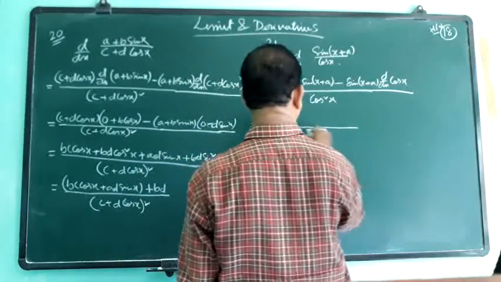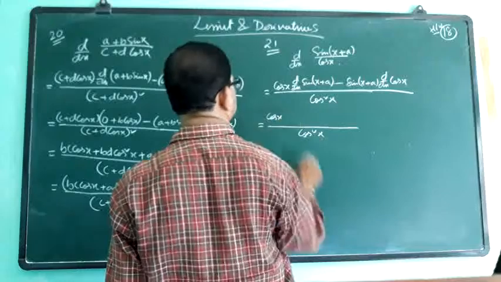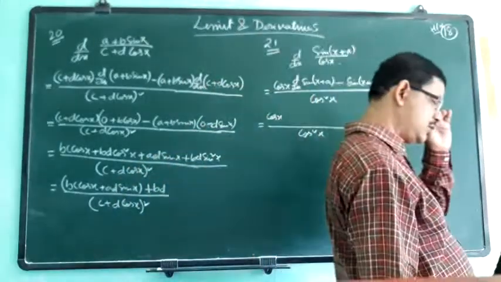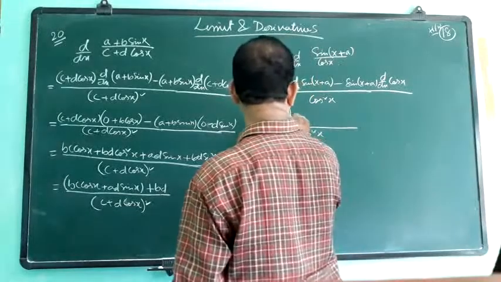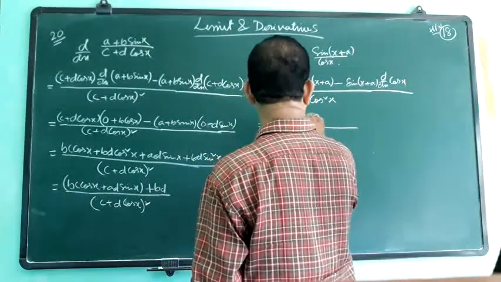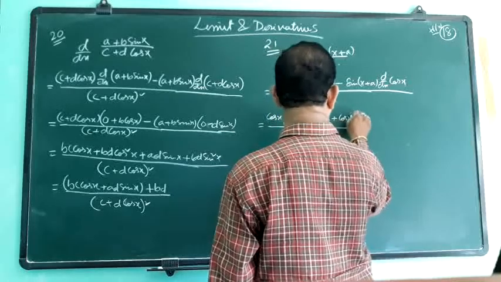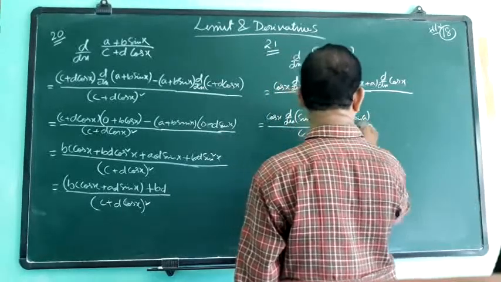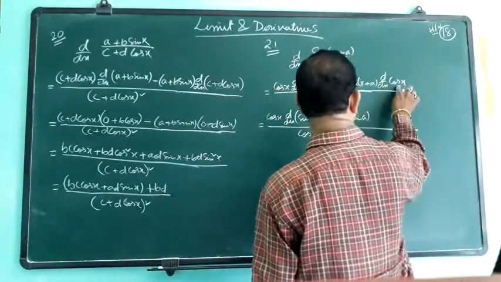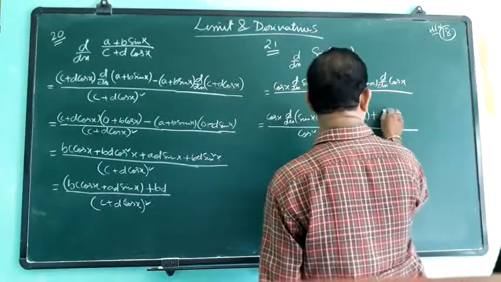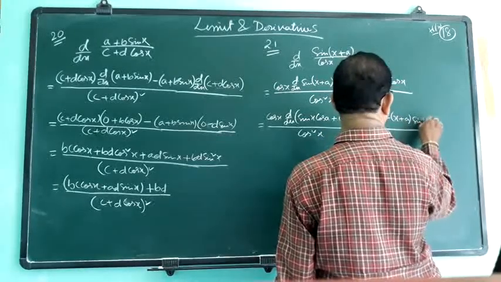Then we will use a little bit of the sin a plus b formula. Sin a plus b is what? Sin a cos b plus cos a sin b. And the differentiation of cos x is minus sin x. If you put it, it will give plus sin x. So sin x plus a into sin x.